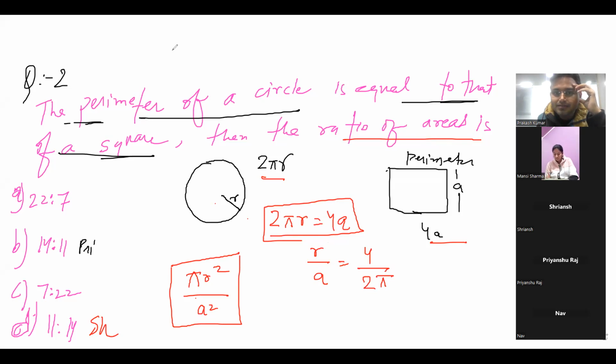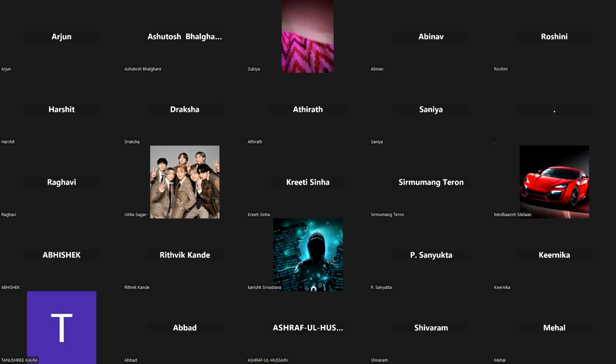Is everyone understanding? See, this one is multiply, so I'm sending it to the denominator. So r by a, I'm sending this part to this side. It is multiply, so it will go in divide. And I'm sending this 2 pi to this side. So 4 divided by 2 pi. Has everyone understood this?